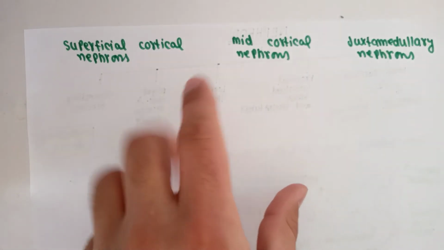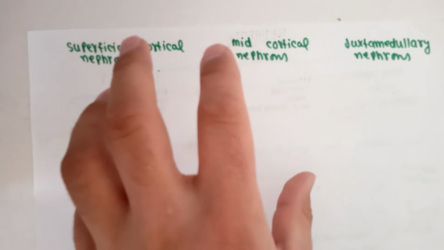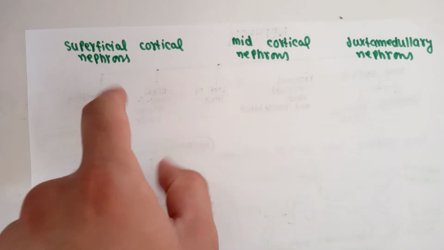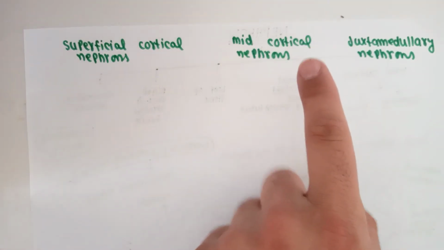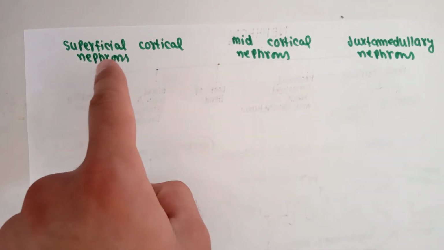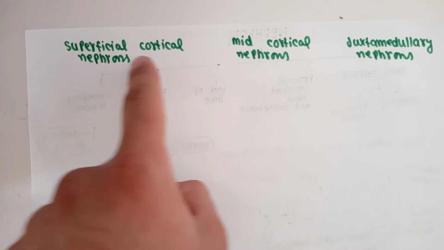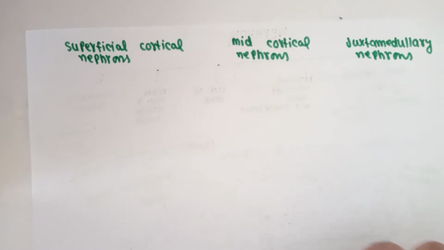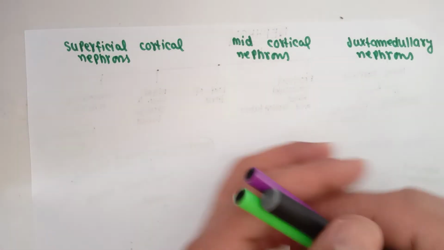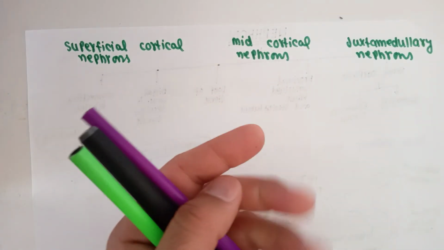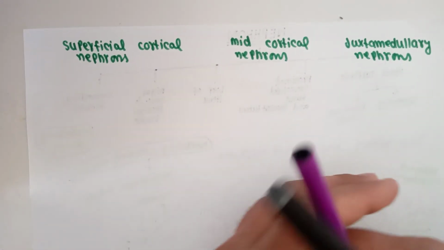Now, on the basis of the location of the renal corpuscle, which looks granular under the microscope, nephrons are classified into two main types: cortical nephron and juxtamedullary nephron. Among these, the cortical nephron includes the superficial cortical nephron and the mid-cortical nephron. Now we will discuss the length of the loop of Henle, which is different in all the three cases, and the location of their renal corpuscle.